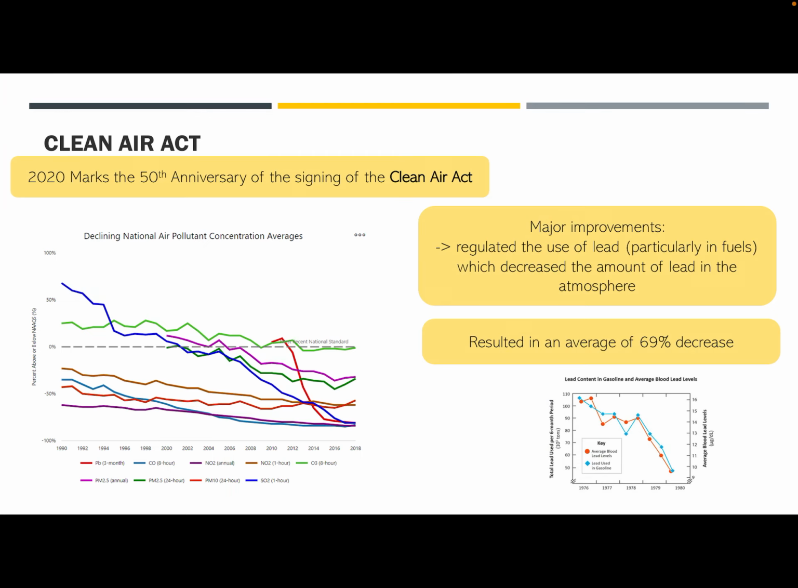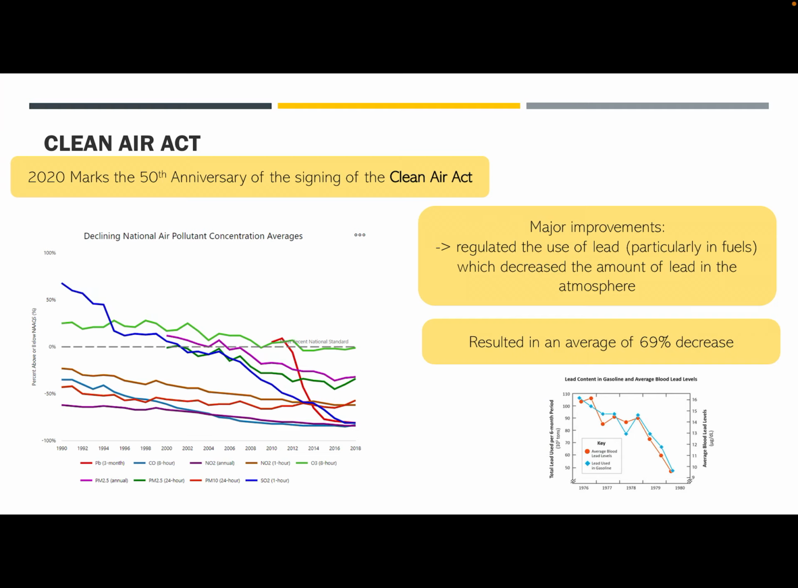So 2020 marks the 50th anniversary of the signing of the Clean Air Act. The Clean Air Act was created in order to reduce the amount of specific pollutants in our atmosphere. It looked at only 6 main types, which I'll show you on the next slide. But what's important to know is it had some major effects.